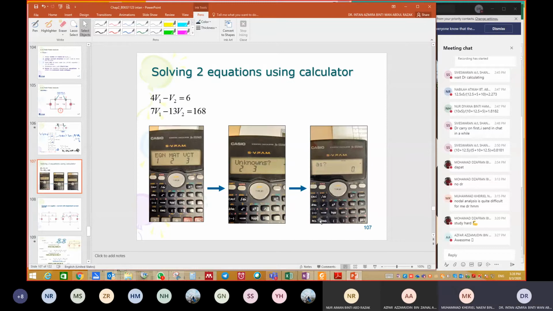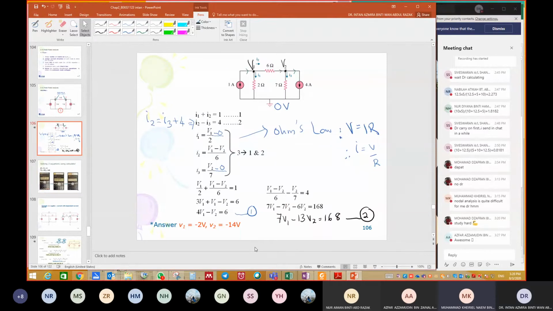Doctor, this is the answer, yes? If we do it manually, by hand, can? Can we get marks, or not?